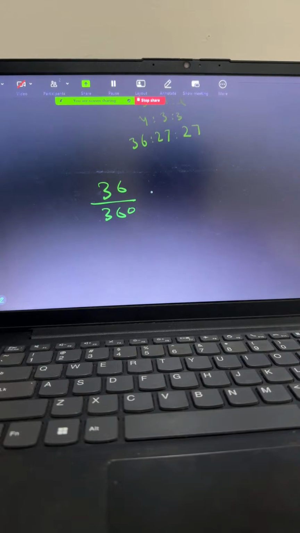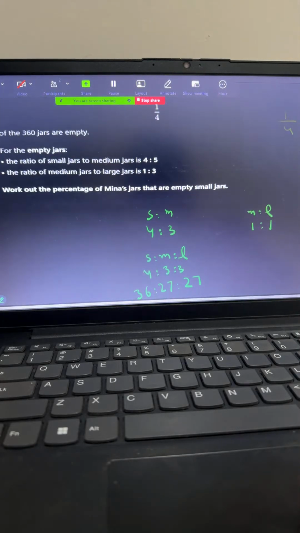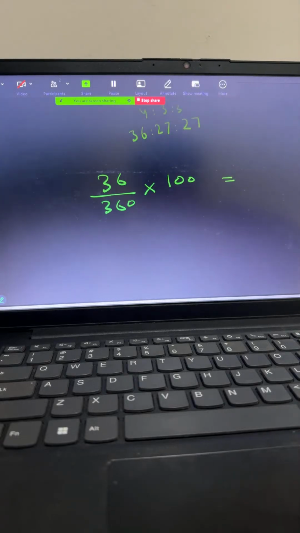Okay. So what we can do is 360 divided by 36. No, the other way. Oh, it's 0.1. You have to times it by 100, right? Yes, to find the percentage. Oh, okay. We are finding the percentage, right? Yeah. So when you times it by 100, you are not getting 0.1%. You get 0.1.